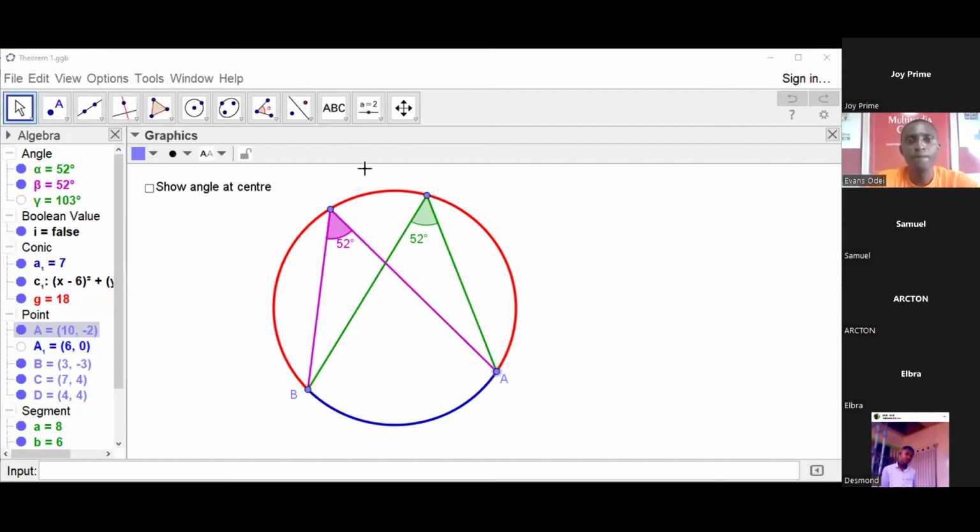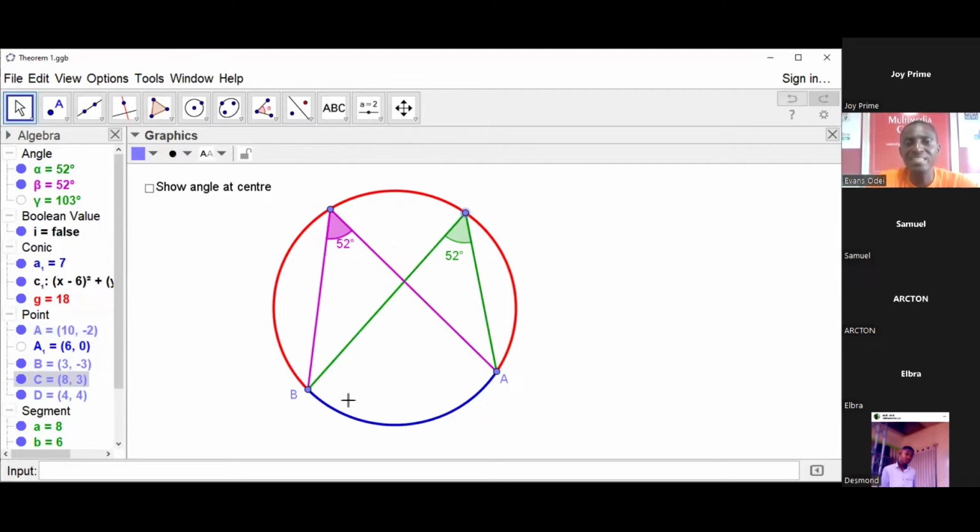All right. I'm sure you can see my screen now. Is my screen visible? Okay, so you can see my screen now.